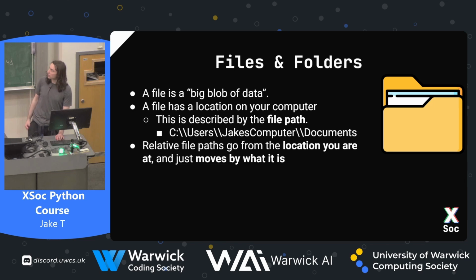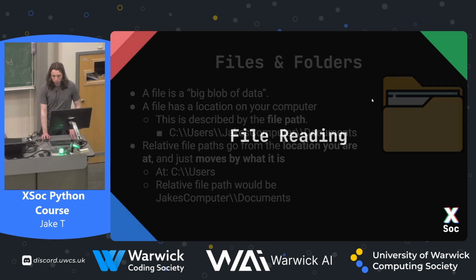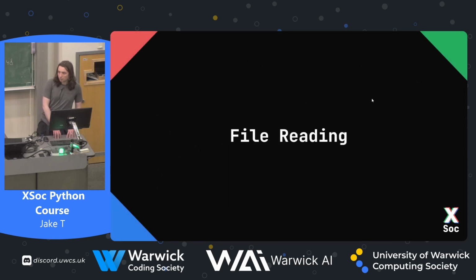Relative file path stuff is quite simple. Instead of being C, Users, Jake's computer, if we're at C Users and we want to get through to this Documents here, the relative file path would be Jake's computer, Documents. Quite simple. I know this is probably stuff that you are well familiar with, because by the looks of it, everyone's owning a computer at the moment, and that'd be a concern if you weren't, at a Python course at least.